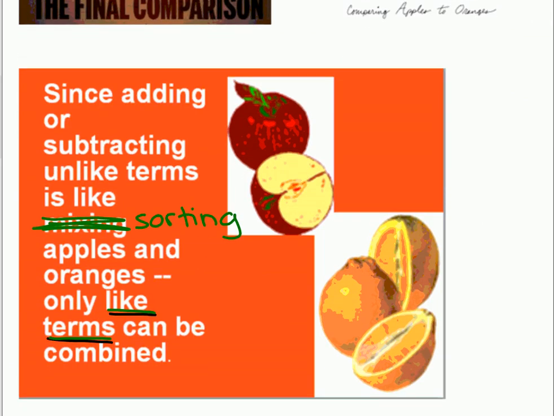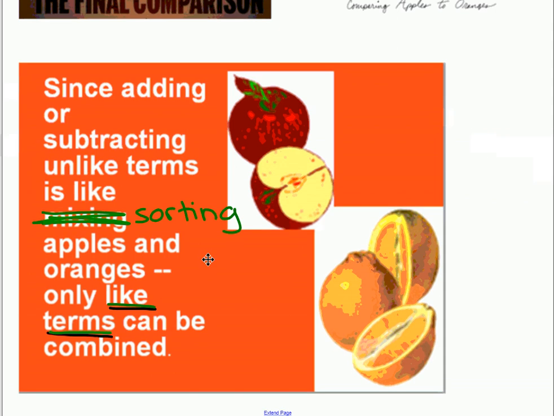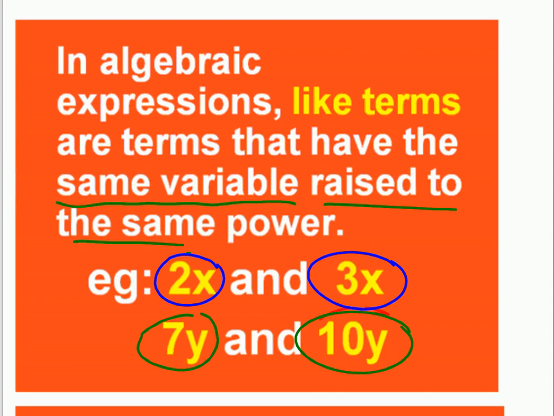So, since adding or subtracting unlike terms is like sorting apples and oranges, so I crossed out mixing and I changed it to sorting. So by sorting, meaning stacking them on a shelf in a supermarket. So since adding or subtracting unlike terms is like sorting apples and oranges, only like terms can be combined. What on earth do we mean by that? So like terms, for example, you can stack the oranges with the oranges, and you can stack the apples with the apples. You don't stack the apples with the oranges. You keep them separate on a shelf in a supermarket.